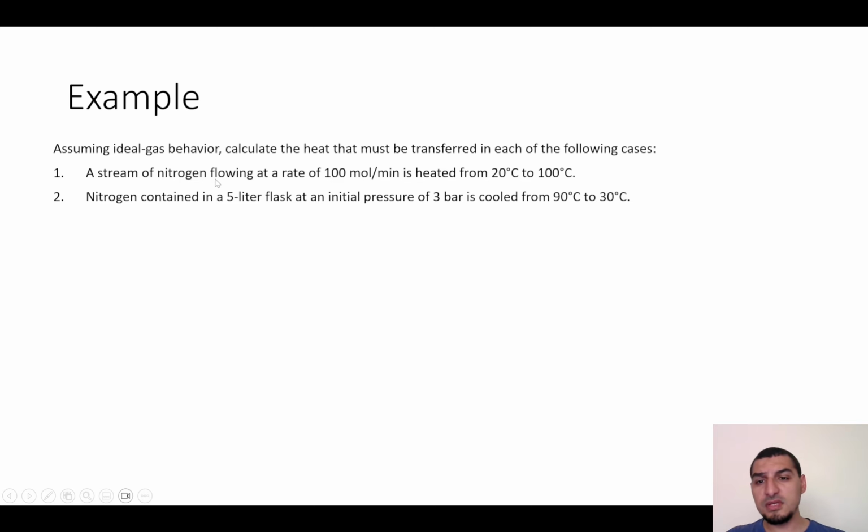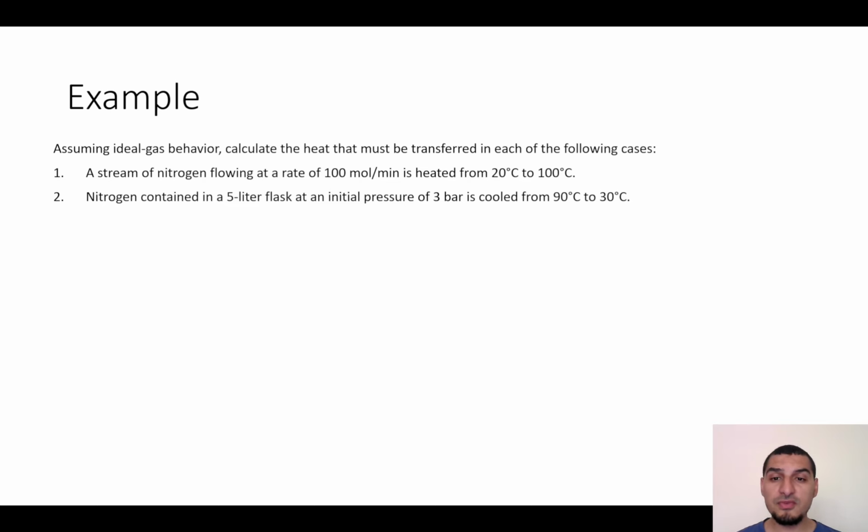The first case, we have a stream of nitrogen that flows at a rate of 100 moles per minute, and it's heated from 20 degrees Celsius to 100 degrees Celsius. The second is nitrogen contained in a 5-liter flask. It was initially at 3 bars, and it's cooled from 90 degrees to 30 degrees Celsius. So what we want to calculate now is just the amount of heat that needs to be transferred in or out of this system.